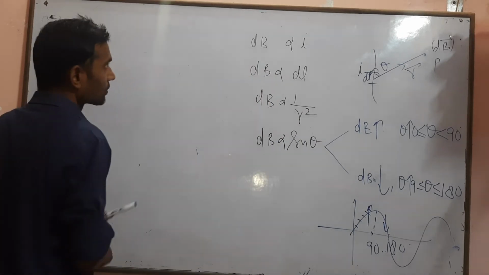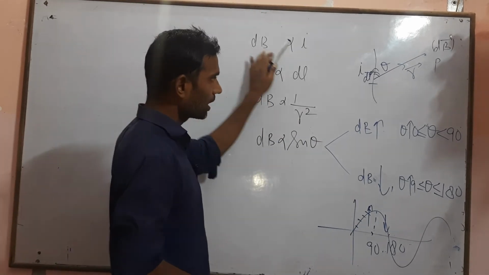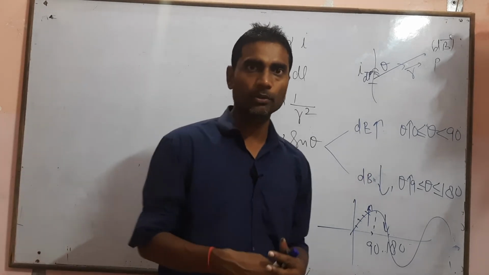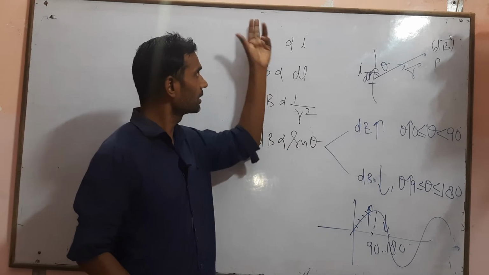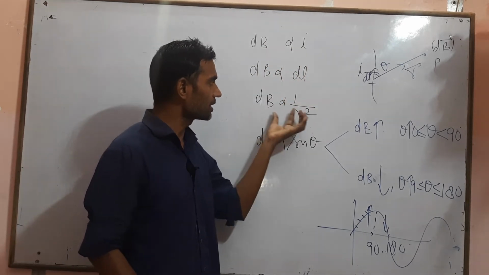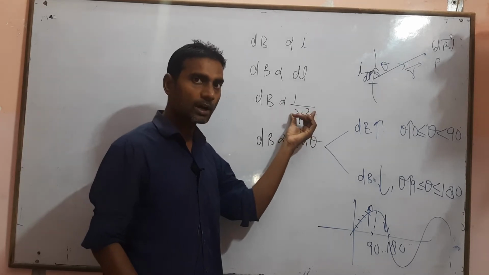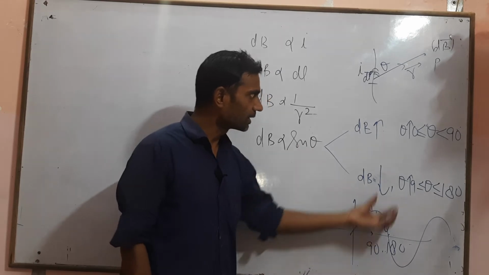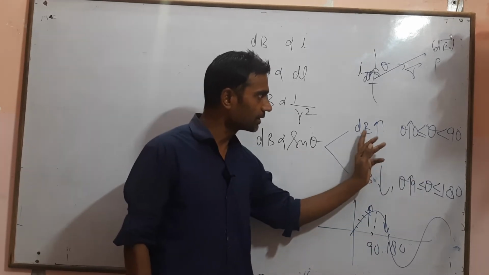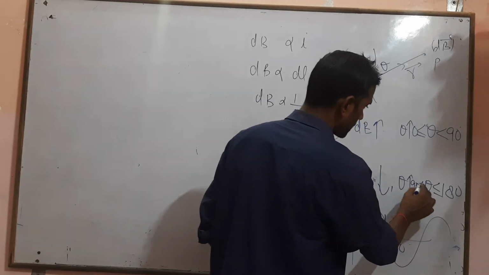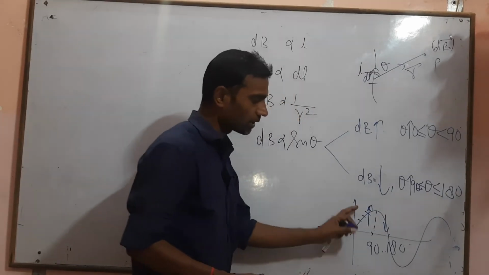So this is the Biot-Savart law in bookish language. You can write in your copy according to board level: dB is directly proportional to I, directly proportional to dl, inversely proportional to r square, and directly proportional to sin theta. If theta lies between 0 to 90 degrees, dB increases. If theta is 90 to 180 degrees, dB decreases according to the figure.